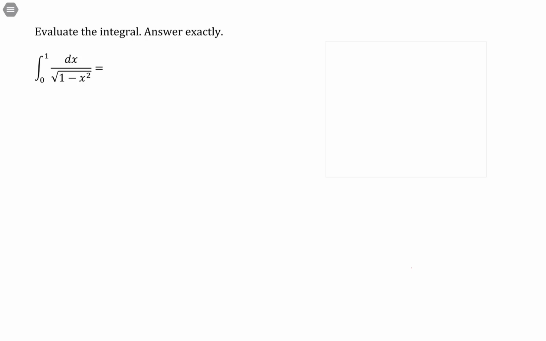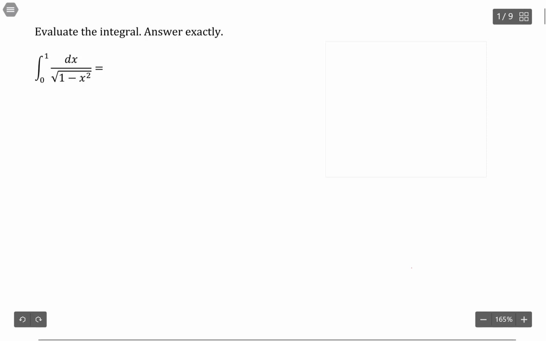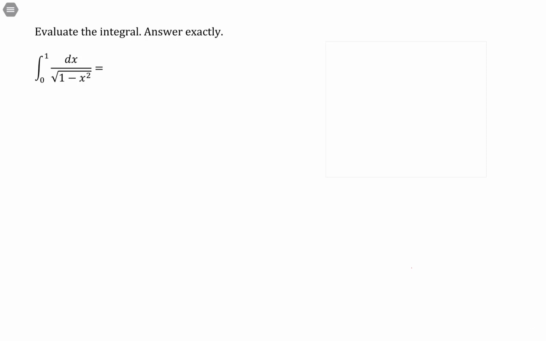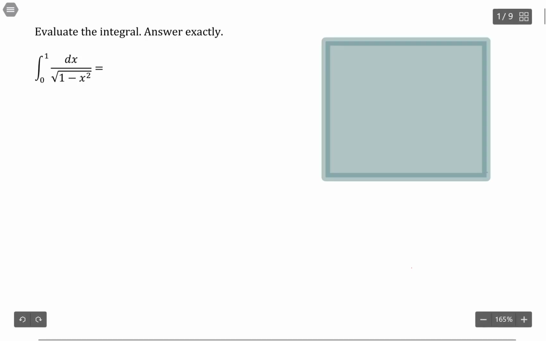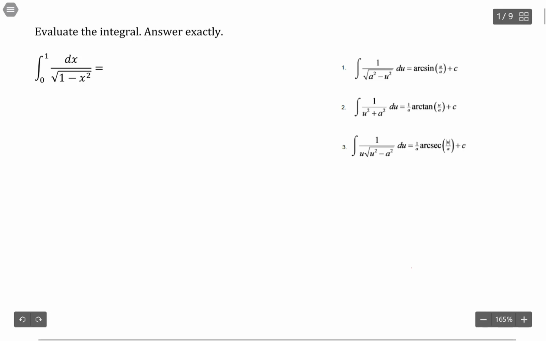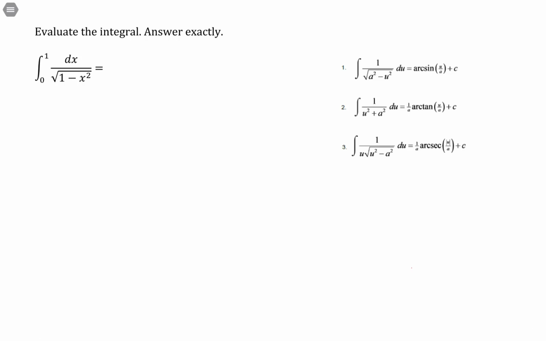So you just need to remember that this specific type of integral, notice the function here, 1 minus x squared, is similar to a unit circle, and your trig functions are based off of circles. So this is going to be the type of an arc trig function. And those are formulas that you just need to have memorized. So here are the formulas, and we'll work through deciding which one fits this situation best.